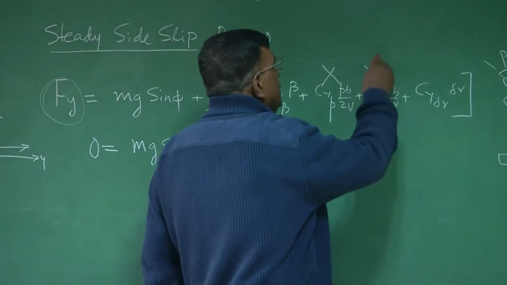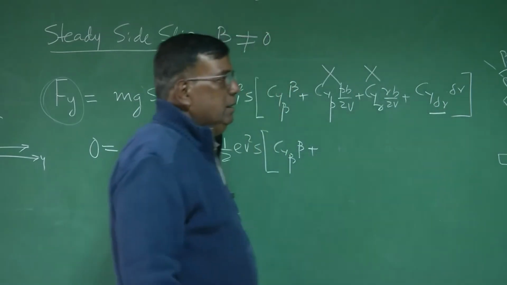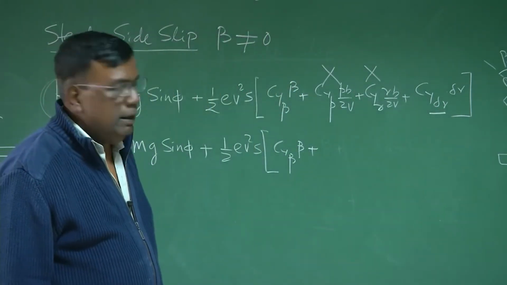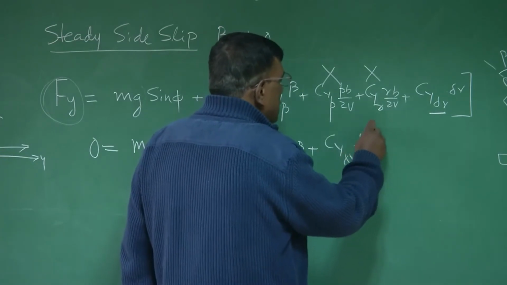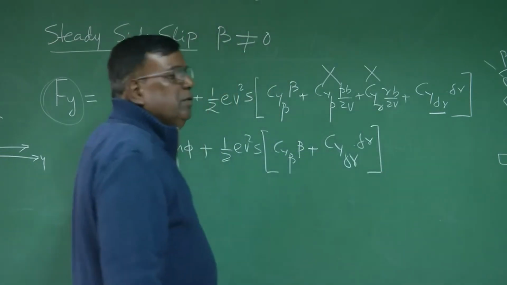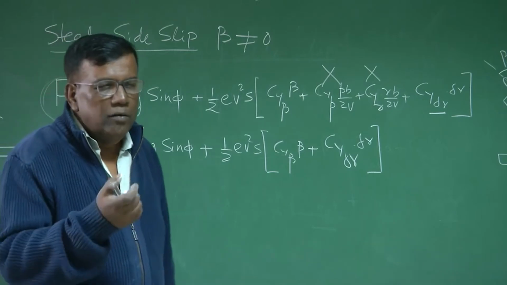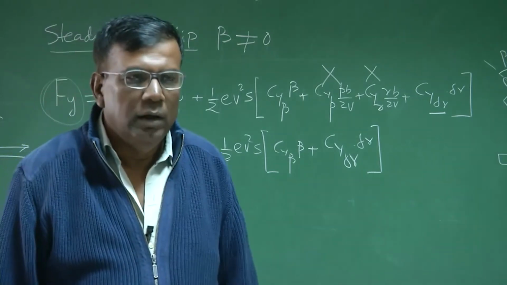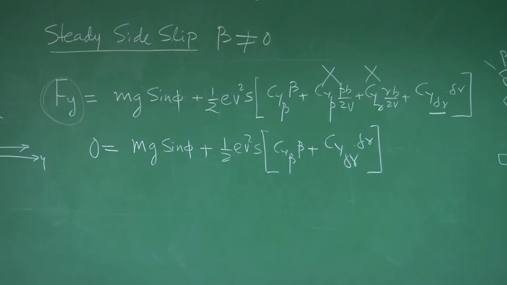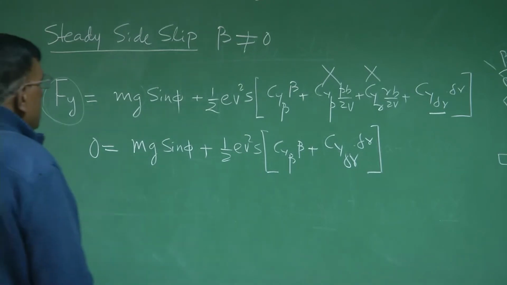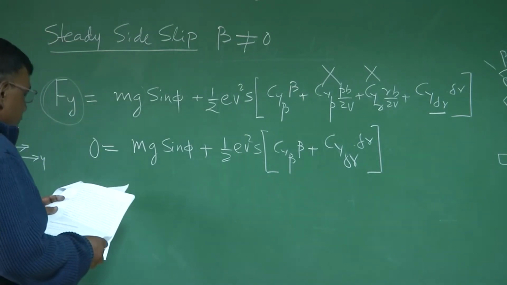I drop this. And there is a rudder deflection delta R. So I write Cy delta R into delta R. You may ask, why not Cy delta A? There will be some small value of Cy delta A, very, very small, but we are neglecting it because it's not that significant in y direction force. Okay, so this gets simplified to this.